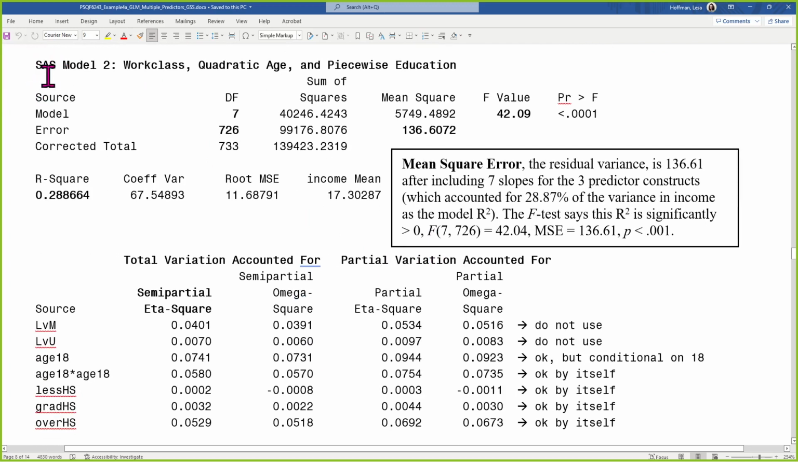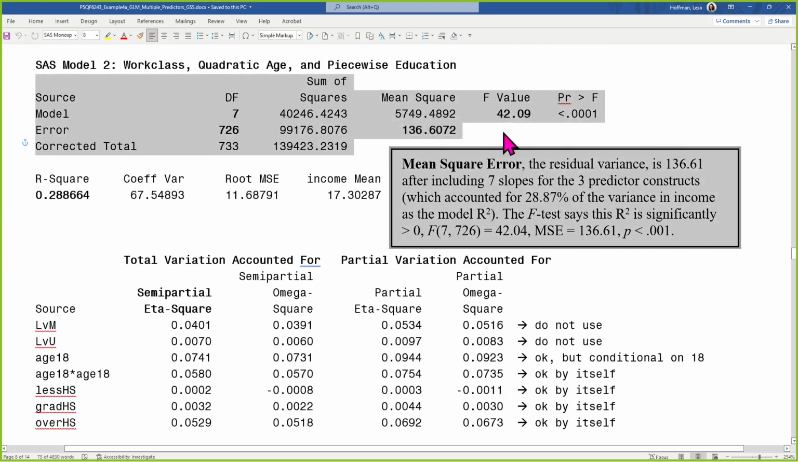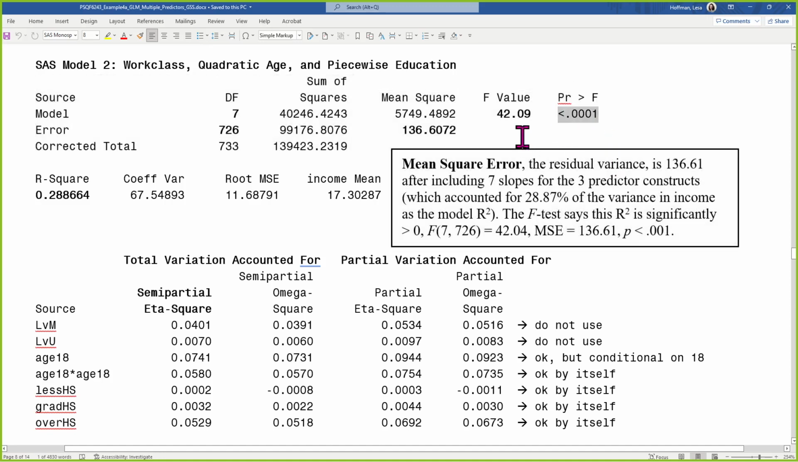So as usual, here's my first summary table for the overall model. My F for the 7 slopes combined is 42. That F is significant. So the other way of saying that is that my model significantly predicts income. How good is it? Where do I look for that? R square, yep. It is about 29% good. Is that a lot? I don't know, it's 29%. What's the best it could be? 100, yeah. So it is what it is.